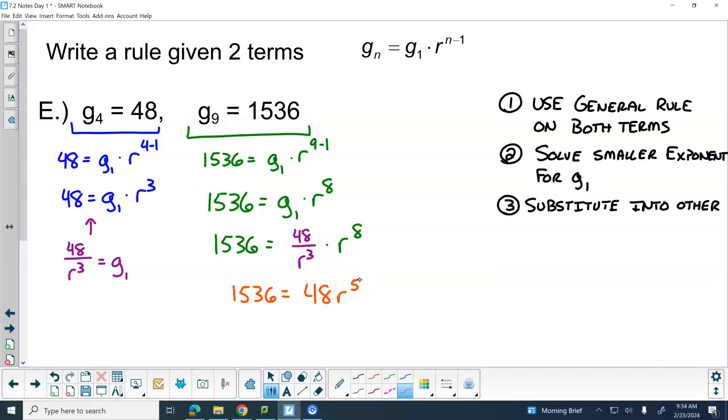What would you do next? Wait. Because it's dividing, this would be like 48 r to the 8th over r cubed. Right? More r's on top and more r's on the bottom. How many more? 5 more. And that's why we go with the smaller exponent, because then that'll always cross out. Okay? Orange now. What will we do next in orange?